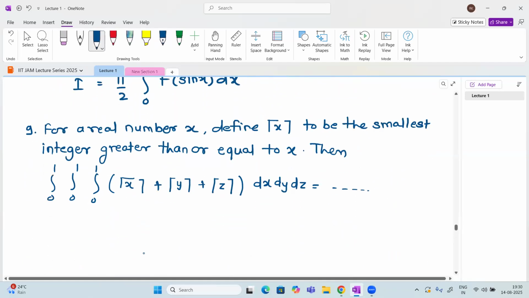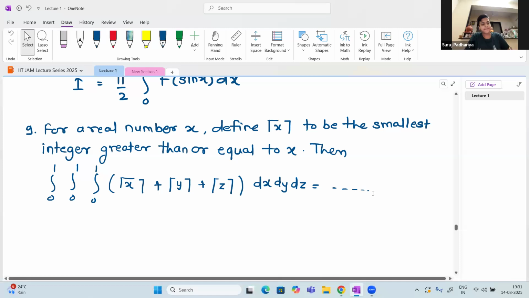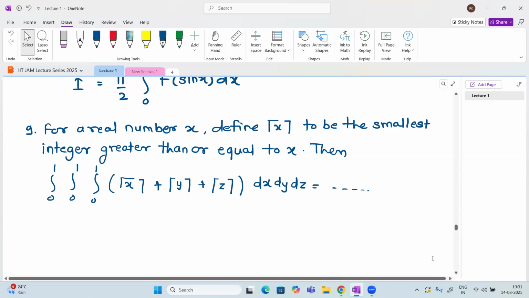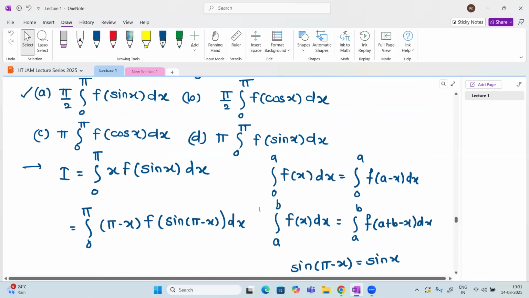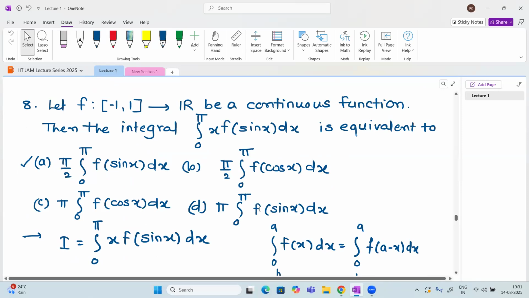Okay, so this is the next problem. Shall I move further? All of you understood the previous one? Yes, sir. Okay. So the final answer is pi by 2 into the integral from 0 to pi of f of sine x dx, right? Yeah. They had already given 4 options to us and we chose the correct one.